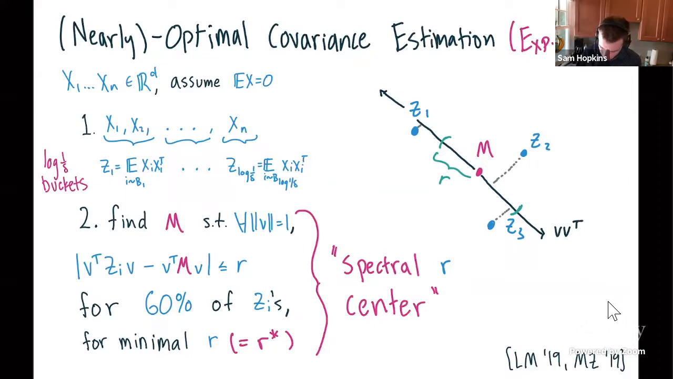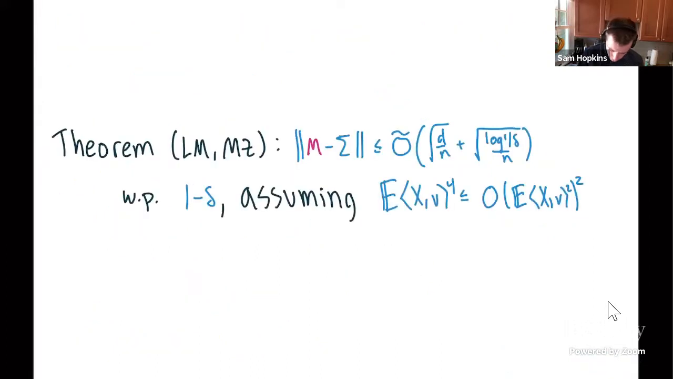It's not trivial to analyze, and it's pretty cool that these folks managed to do it and prove the following theorem, which says that if you use a spectral R-center, then up to logarithmic factors in D, you will get an estimator which in operator norm is optimally close with probability 1 minus delta, assuming only a bound on the 4th moments of your underlying random vector. So this is kind of amazing. You don't need Gaussianness at all. You don't need anything like it. You just need 4th moments.